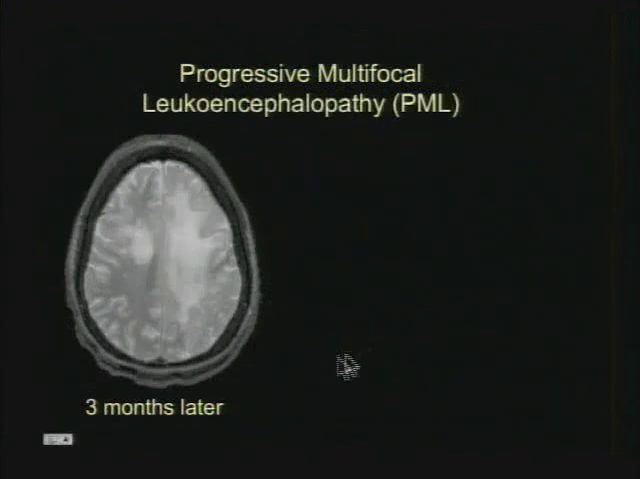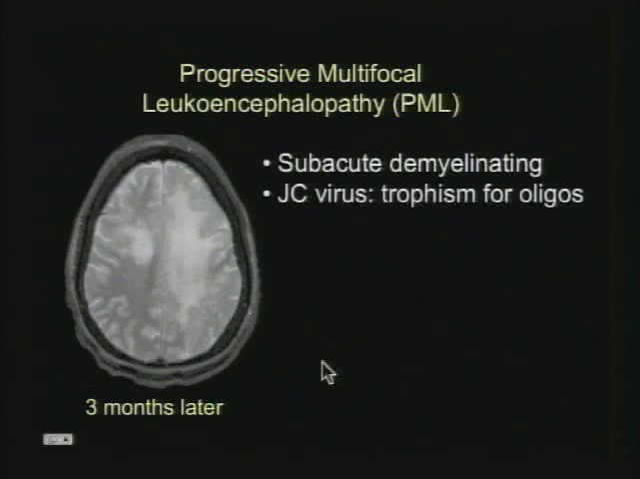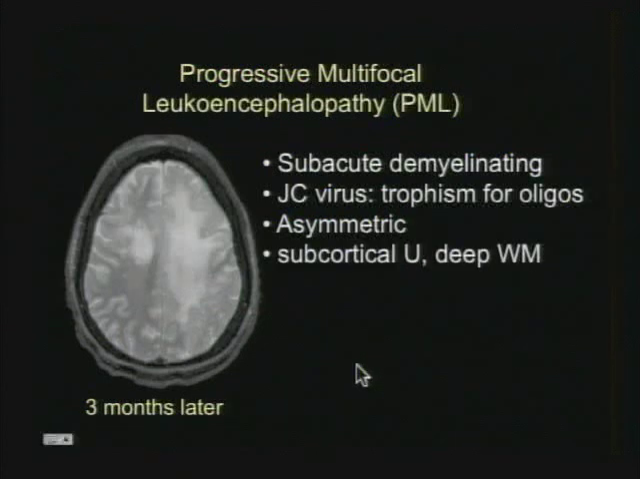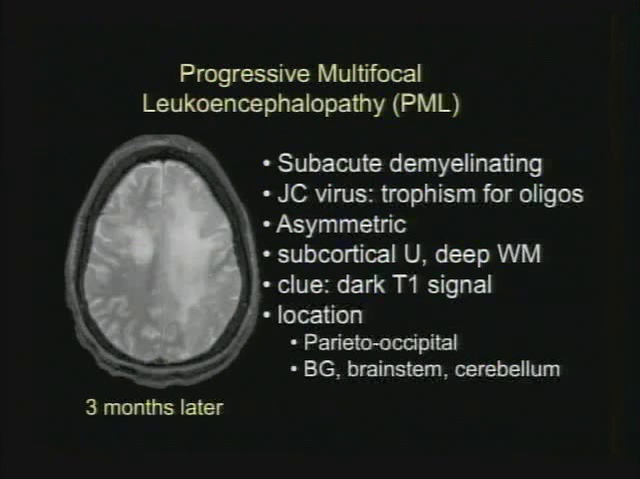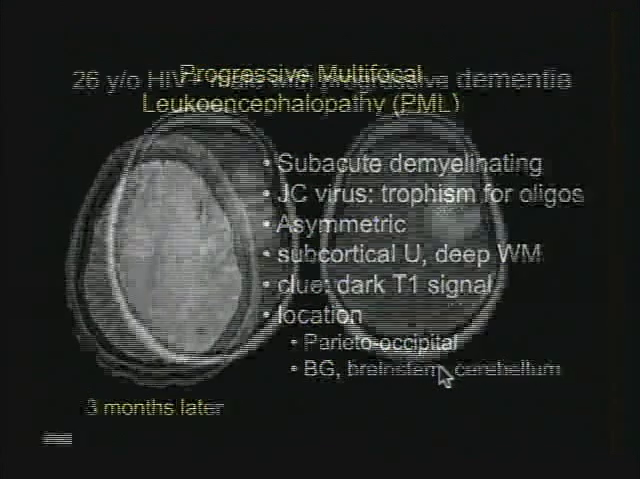And this is PML. And this is that patient 3 months later, and you can see how rapidly confluent it's become. This is a subacute demyelinating disease. Unlike HIV encephalopathy, which usually presents with a dementia, PML can present with more focal symptoms, so a slow stroke. And the classic locations are parieto-occipital, and remember the middle cerebellar peduncles are another classic spot to see this.